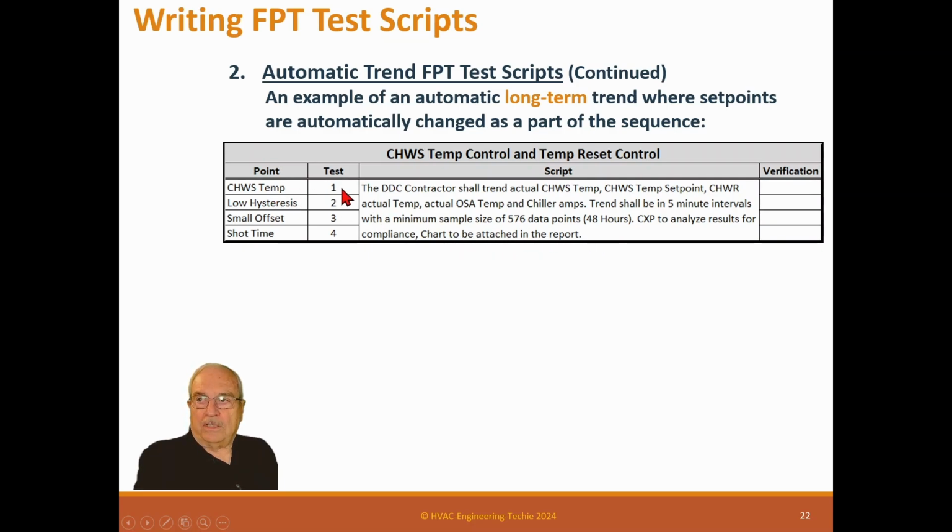So we're going to look at the chilled water supply temperature. We want low hysteresis, and we want a small offset, and we want short time. Now this is a long term, and we normally write this the same as we would the short term, except we use long term points.